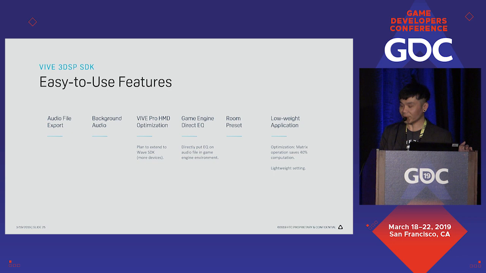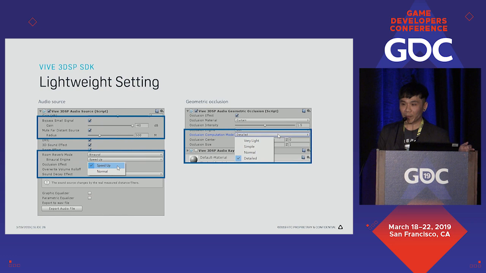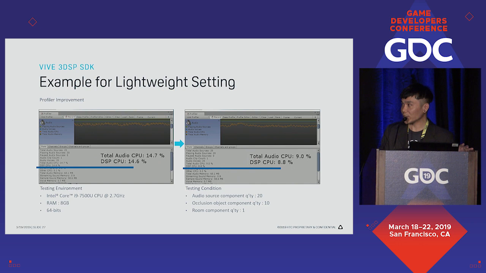This is the lightweight setting. You can bypass very small signal. You can mute very far source. You can choose the speed up mode for running audio application. And you can also choose the very light mode for geometry occlusion model. And then this is the result. On the left hand side is the original result, and on the right hand side is the result after lightweight setting. Below is our testing condition. You can see in the original result, the computing consumption is about 15%, and after lightweight setting, the computing consumption is no more than 10%. So lightweight setting is very efficient, right?